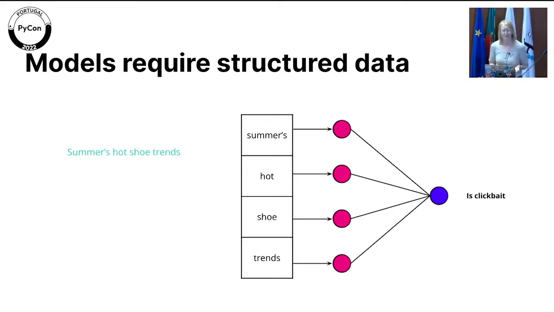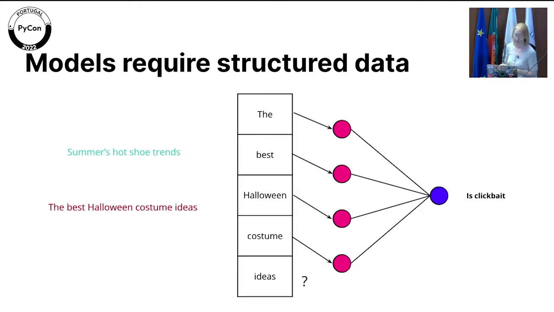So I got really confused when I started looking at text data because things obviously look really different. So let's look at a couple of sentences. Let's say we're trying to classify whether these sentences are clickbait headlines or not. And let's say that our first sentence has 4 words. Summer's hot shoe trends. So we just feed those into the 4 input nodes in the model.